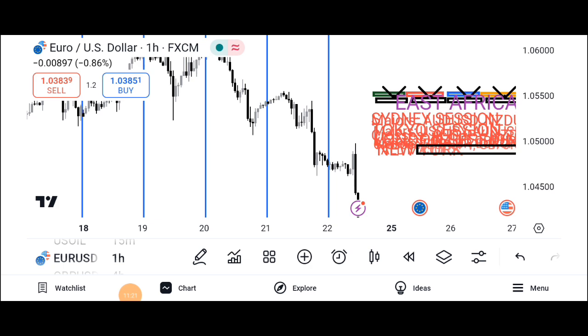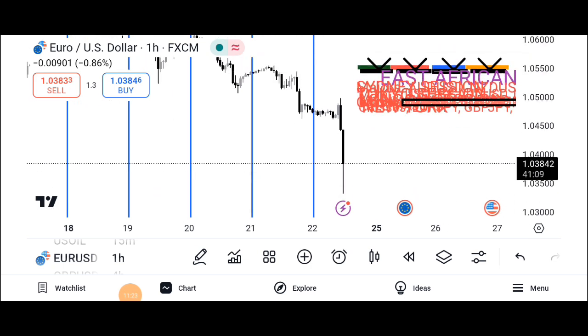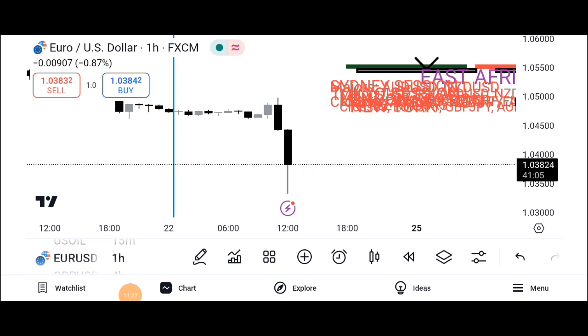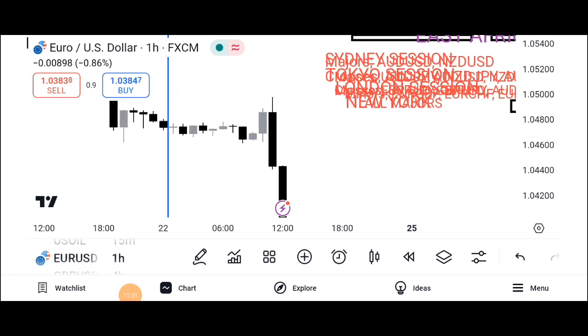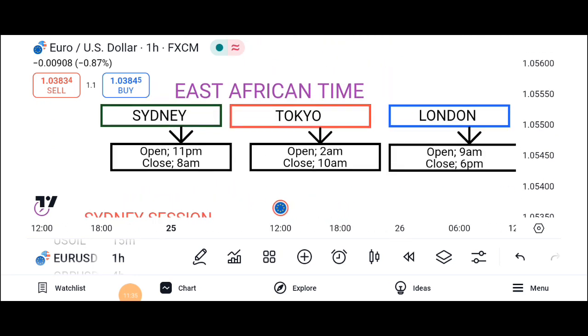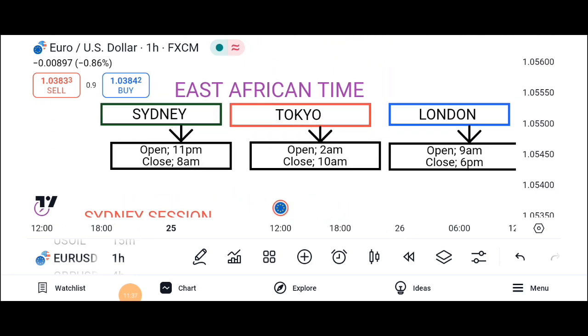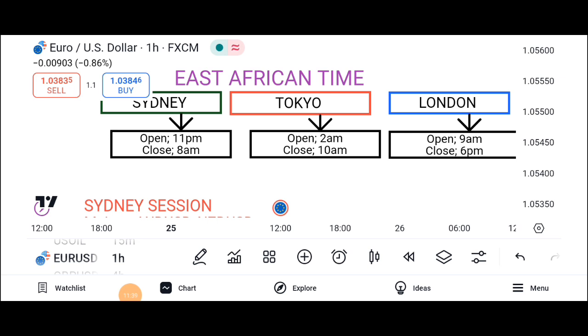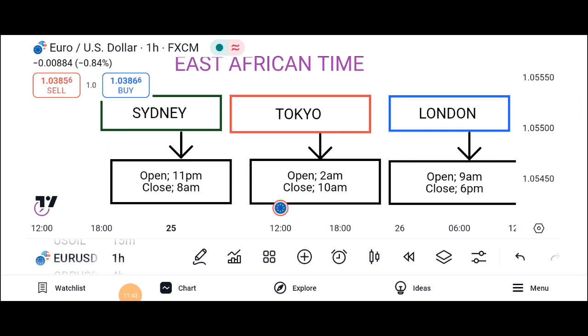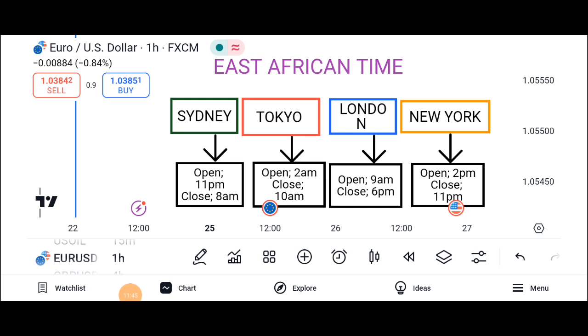So as you can see, currently, let me see the time, it is around midday. So as you know, midday, what is happening, so you come back to your sessions here. It is midday in my country right now, and you know very well the London session is already there, and the New York hasn't started, so we are still in the London session.